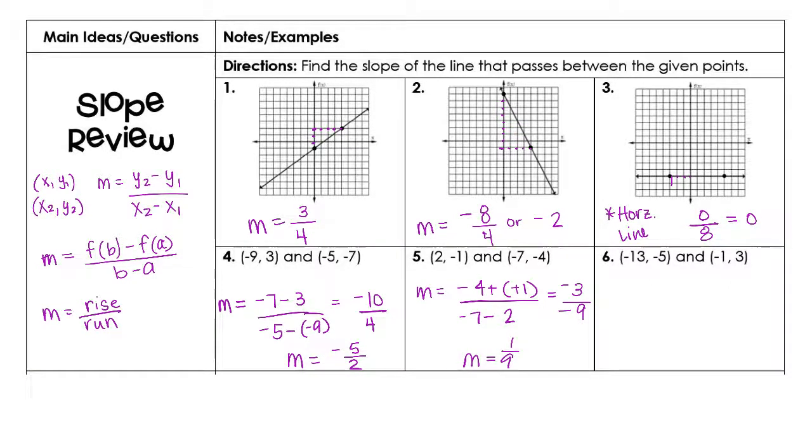And lastly, number 6, again, same procedure. So we have 3 minus a negative 5 in the numerator. In the denominator, negative 1 minus a negative 13. And remember, in the numerator we would end up with plus a positive. So we have 8 over, and here looks like we're going to have positive 12. So our slope this time, we can reduce top and bottom by 4. So it's going to be 2/3.